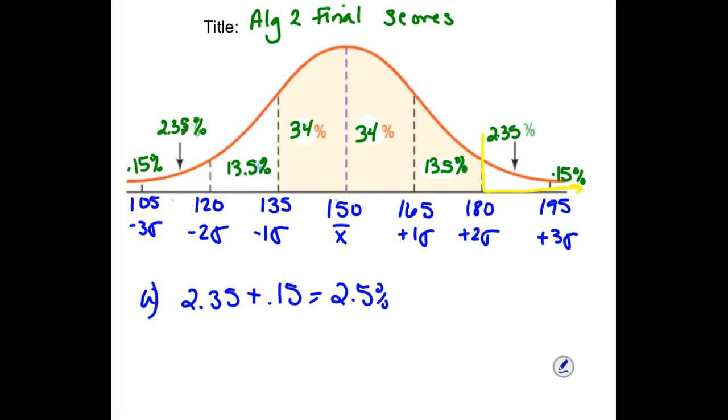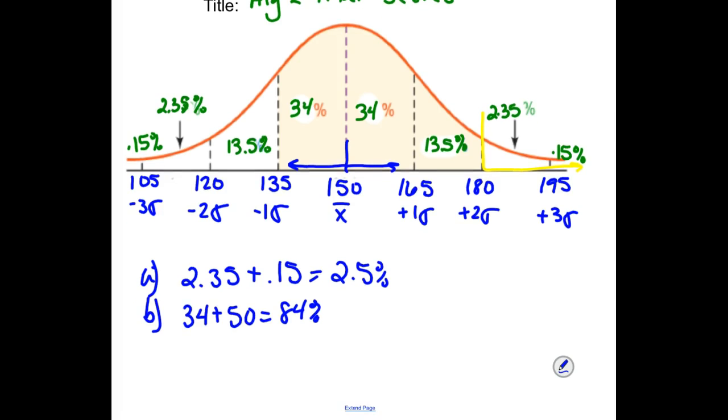Part B says, if 250 students took the final, approximately how many scored above 135? So above 135, what's a quick way we could figure that out? So 50% gets me to the middle, correct? So if I take all of the stuff to the right of that, that's 50%, plus I need an extra 34%. Okay? So 34 plus 50 is 84. But they said out of 250 students, how many would that be? So 84% of 250 is 210 students.